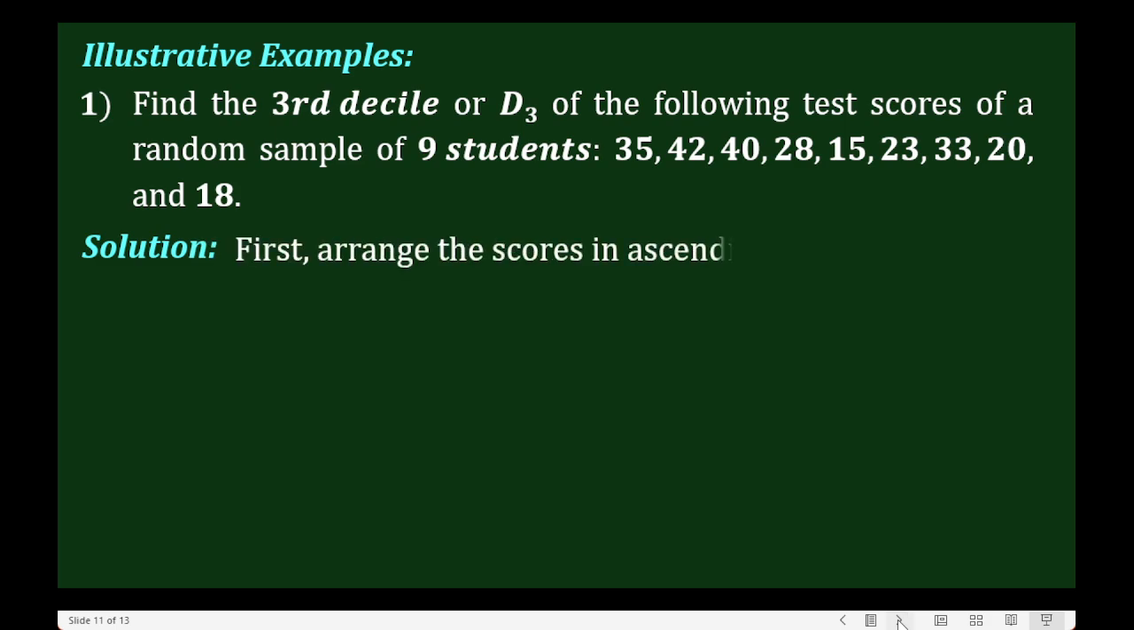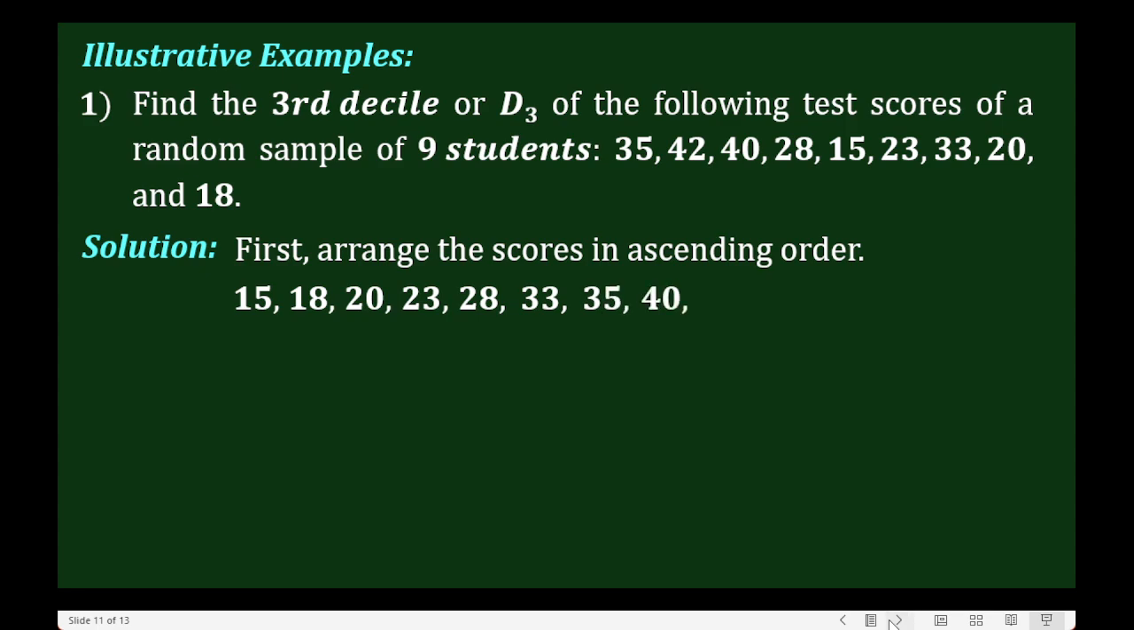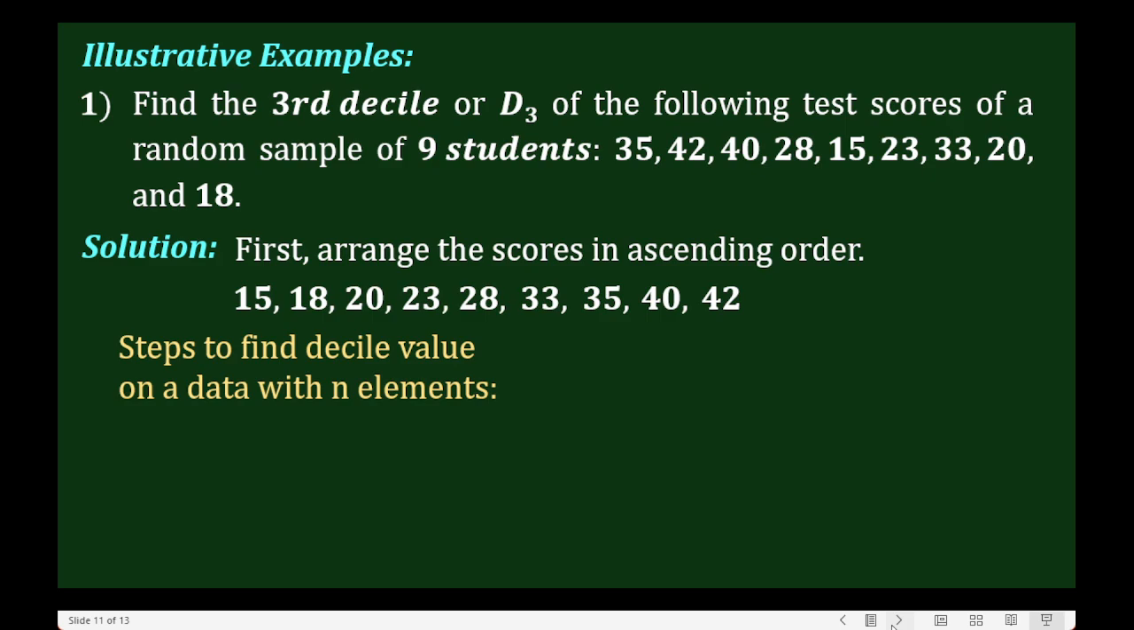So for our solution, the first thing we need to do is arrange the given data in ascending order. So we will start with the least value going to the last value. So the least value is 15, followed by 18, then we have 20, then 23, and so on, until we write the last maximum value of 42. Now, what are the steps of finding the decile value on the data within n elements?